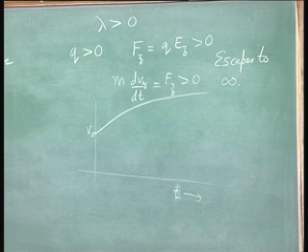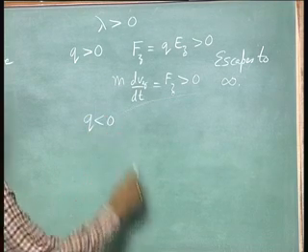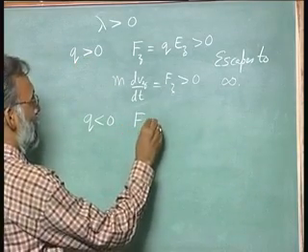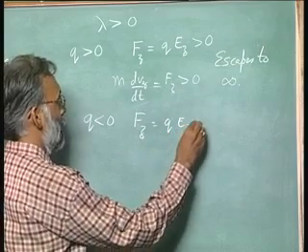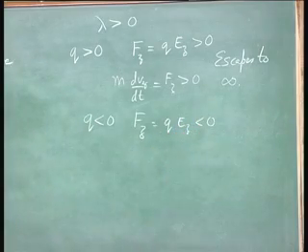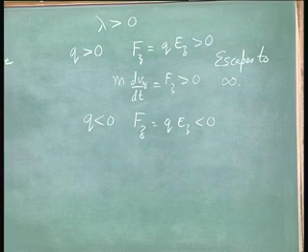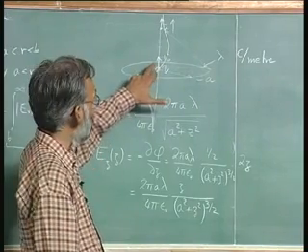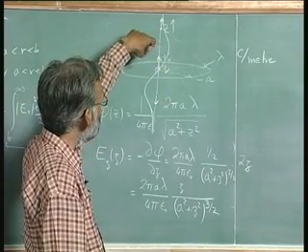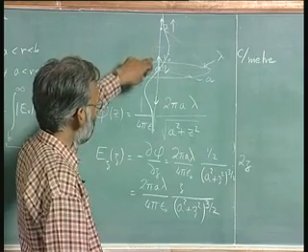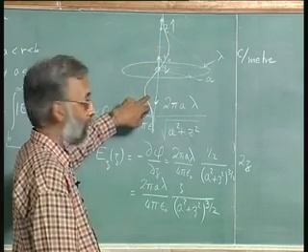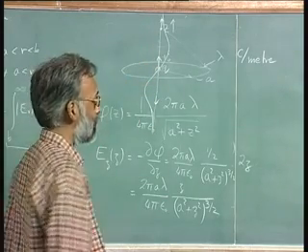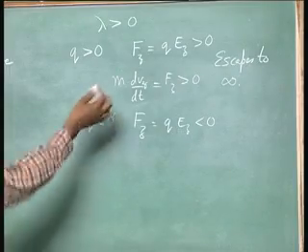Now, what happens if q is less than 0? Now, you can see F z, which is equal to q E z, is less than 0. Therefore, you start with some velocity, you start slowing down. You reach some maximum amplitude, maximum height z, and then you start coming back. Then you go to a maximum negative height and you come back, and so you expect oscillations. Can we see that? Well, let us write out the force equation.